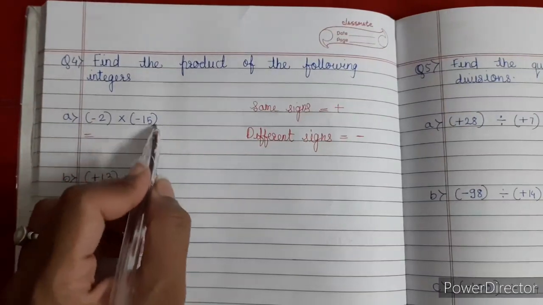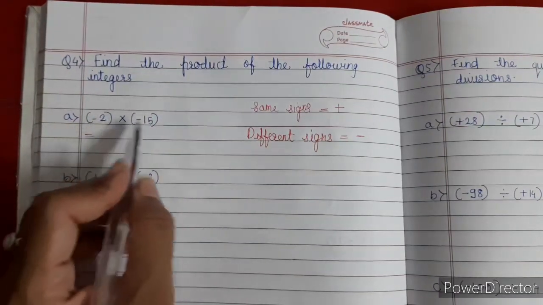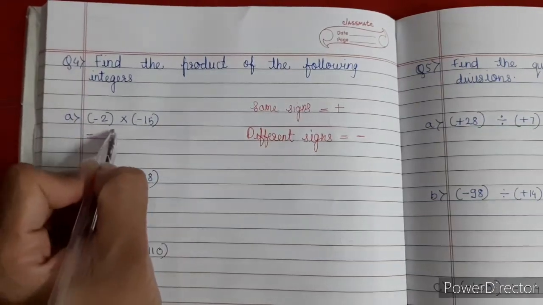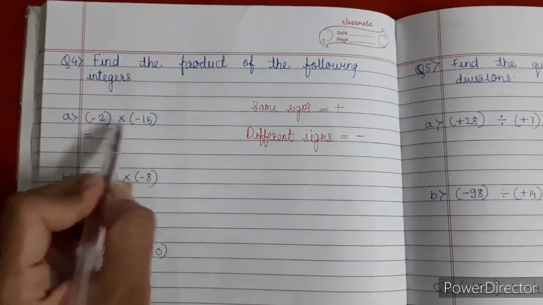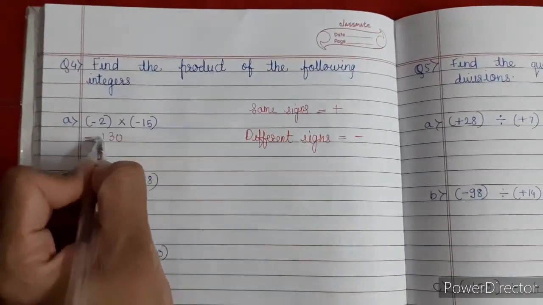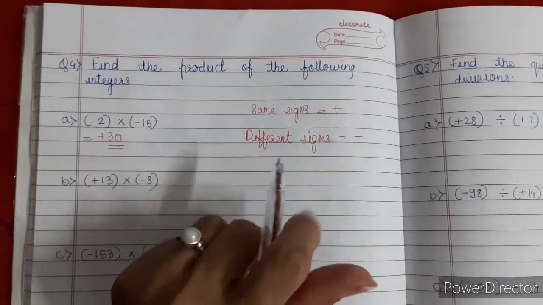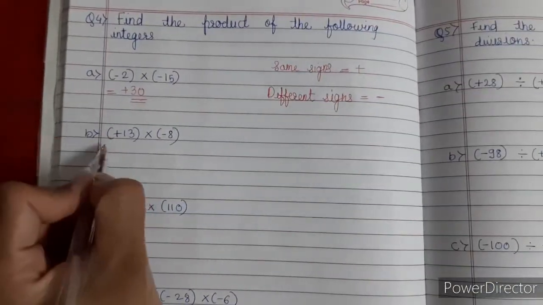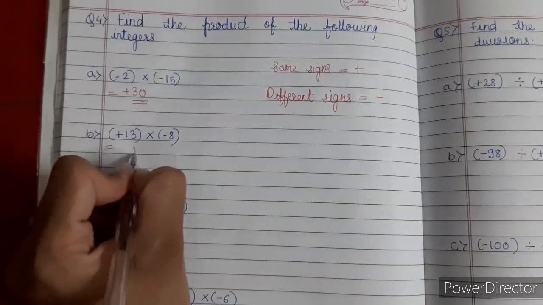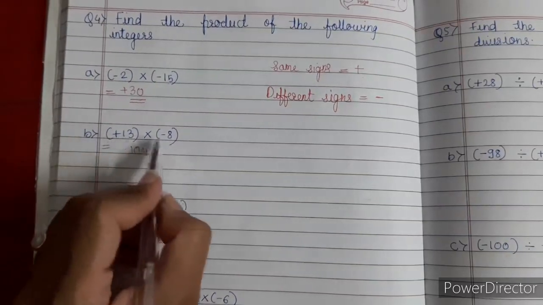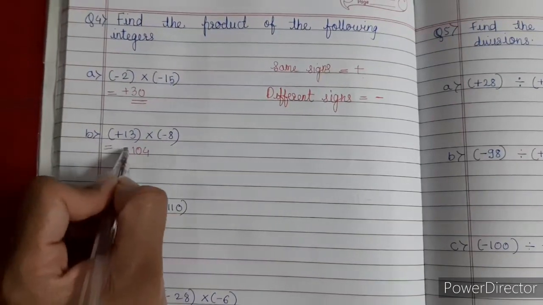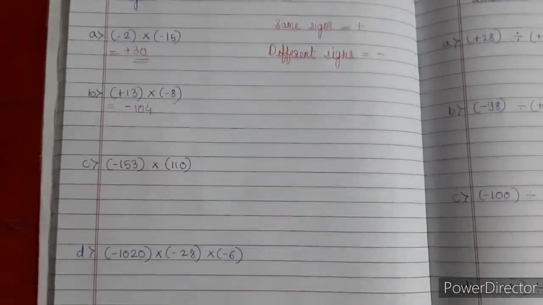Minus 2 into minus 15. We have to multiply the numbers as usual, that is 2 into 15, it is 30. We'll look for the sign. Both of them have the same sign, so the answer must be positive. Next, 13 into 8. So 13 8s are 104. We'll look for the sign. The signs are different, so the answer must be negative.